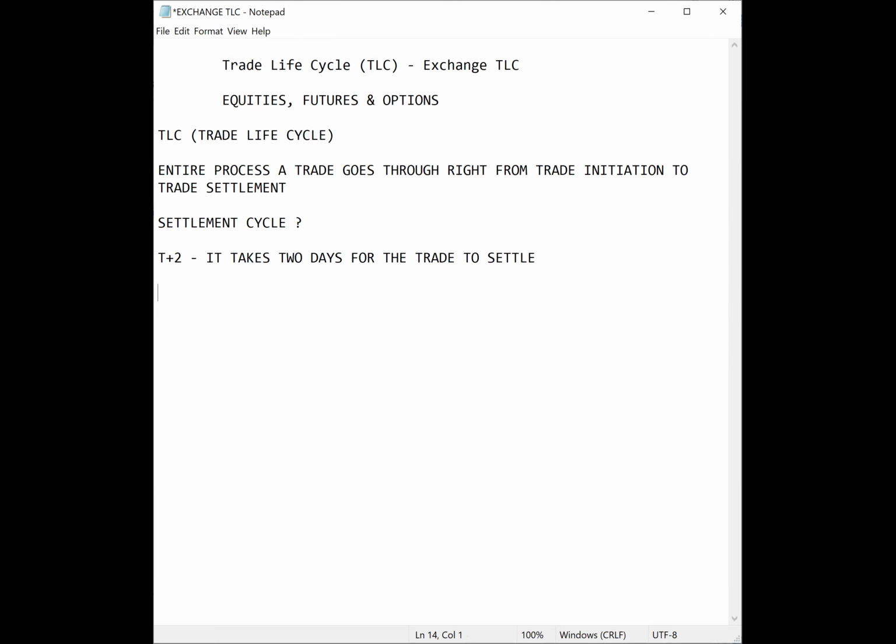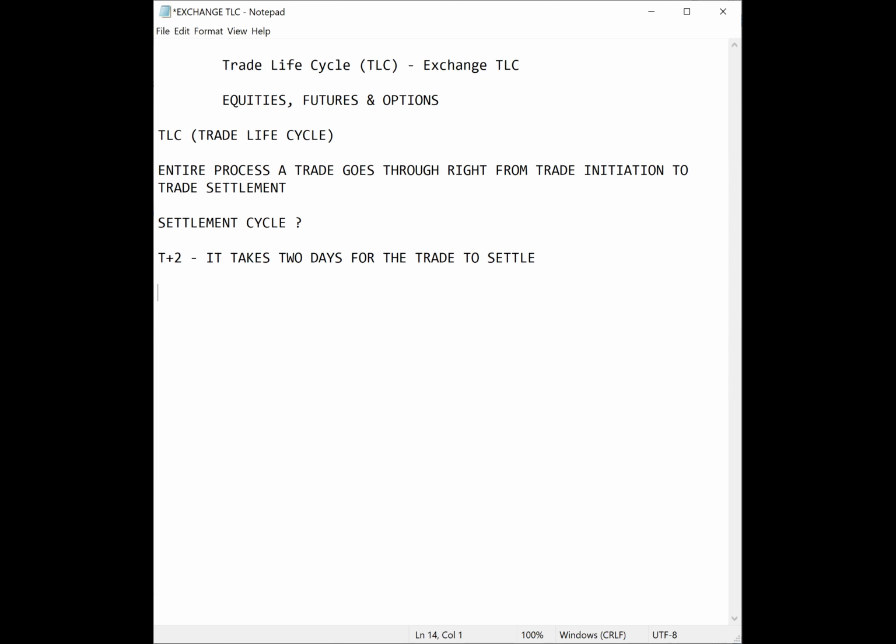What do we mean by settle? If we are purchasing shares of any company, after 2 days these shares will be shown in our demat account. Absolutely, very good. Okay, if you buy, you will get the shares in 2 days. If you are selling, you will get the money in 2 days, right? So the settlement will take 2 days.